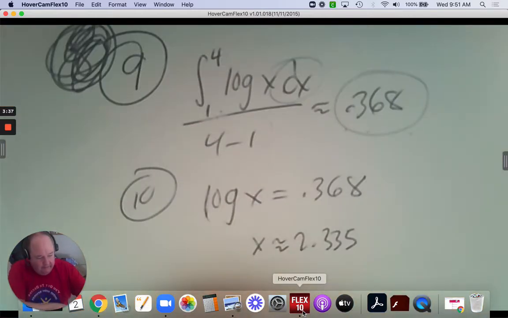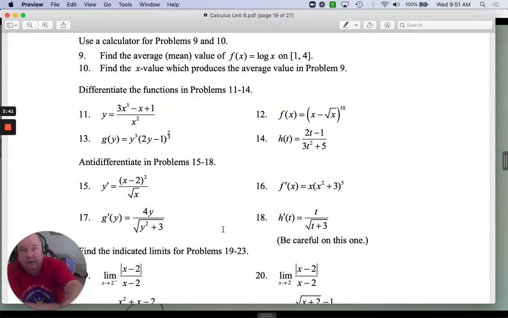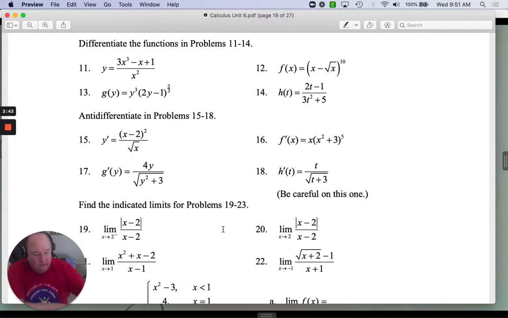All right, number 11. These are review questions now. So up to number 10 was the lesson questions to go through, which was on finding the area between two curves and the average value of a function. Now these are review questions. So can you differentiate, anti-differentiate, just practicing? What you don't practice, you forget.